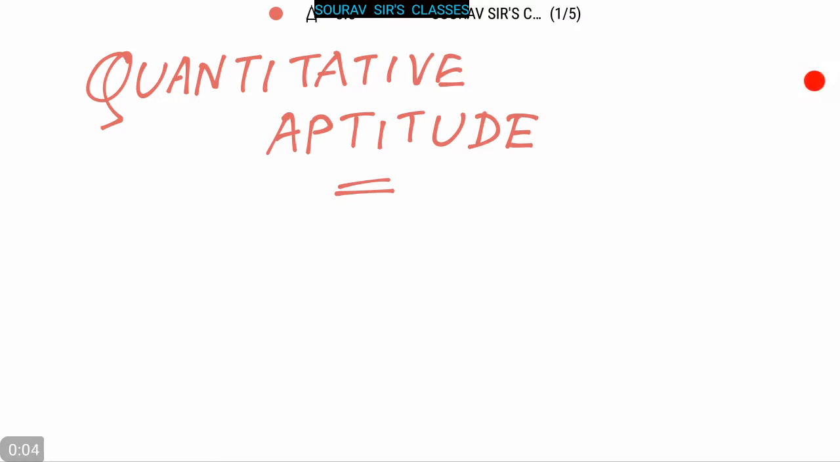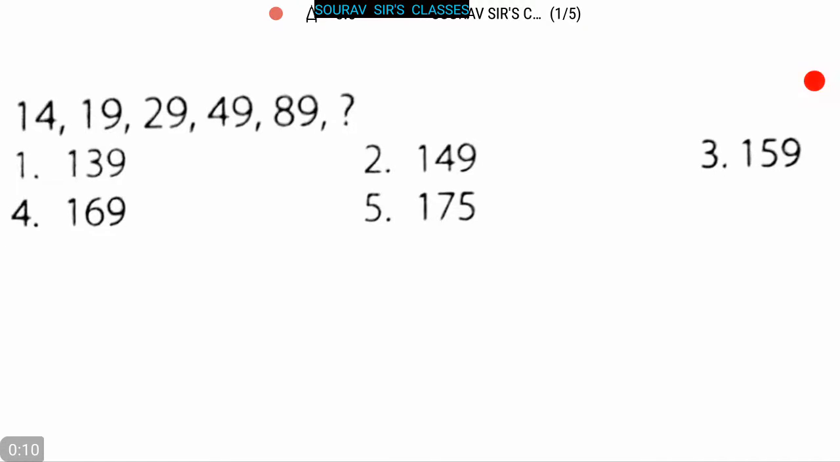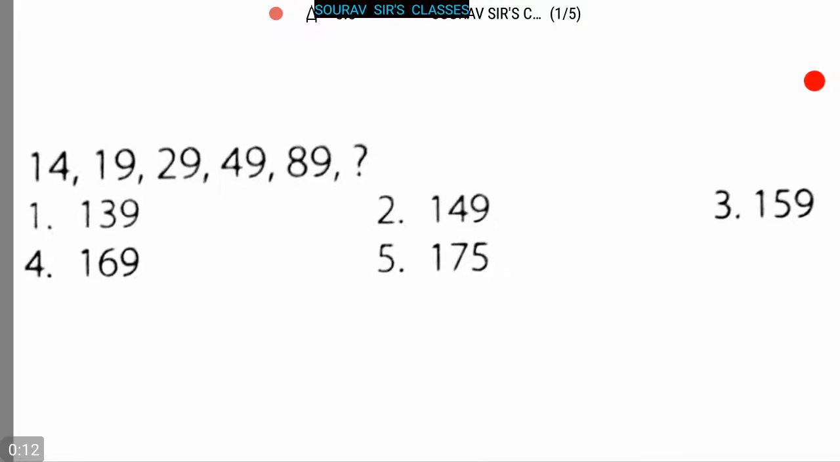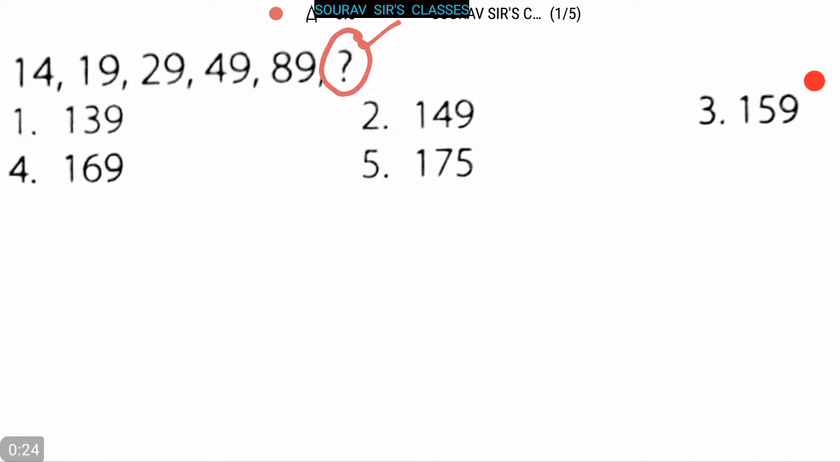Today our topic is quantitative aptitude, and here some questions are given. We have to solve these questions. So now let's start. Our first question is, a series is given and the last term of the series is missing and we have to find the term. Now the series is 14, 19, 29, 49, 89 and let's assume that the last term that is missing is x.